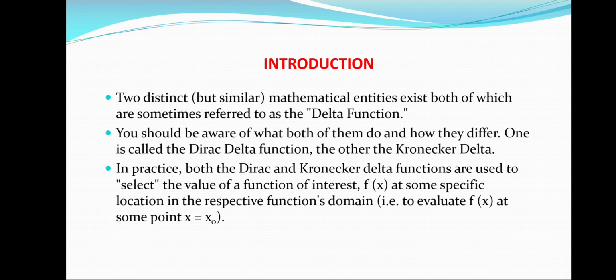So in quantum mechanics we are using two mathematical concepts, which are distinct but similar, and we refer to them as delta functions. One is called the Dirac delta function and the other is called the Kronecker delta function. So today we are going to discuss this Kronecker delta function.